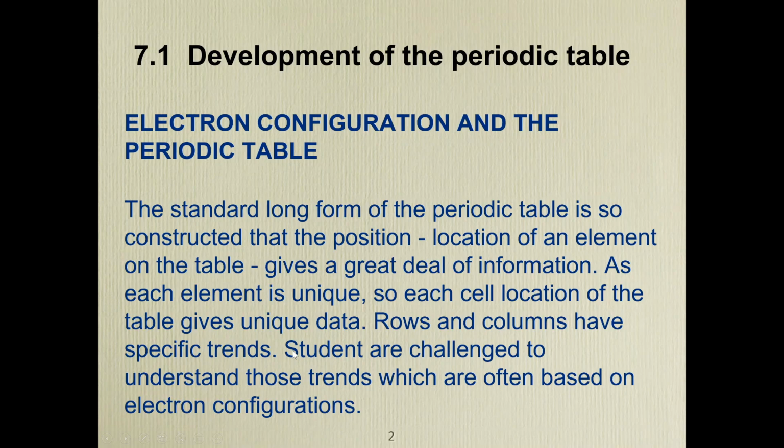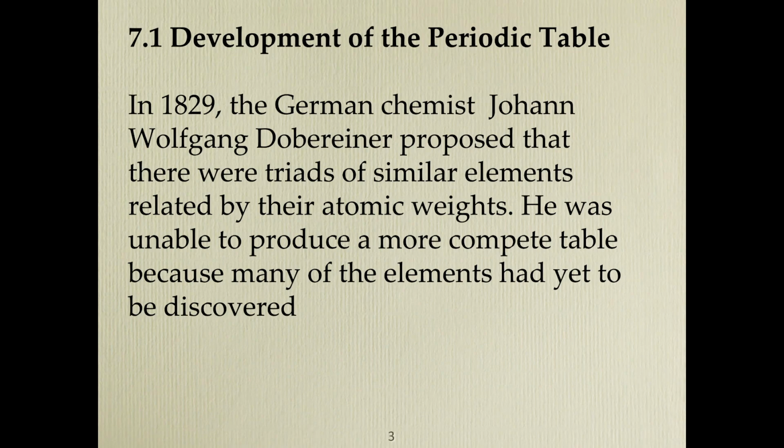Rows and columns have specific trends. Again, we start that next time. Students are challenged to understand these trends, which are often based upon our electron configurations. So let's go back to history first. In 1829, the German chemist Johann Wolfgang Döbereiner proposed that there were triads of similar elements related by their atomic weights. He wasn't able to produce a more complete table because many of the elements had yet to be discovered. So let me explain what that means.